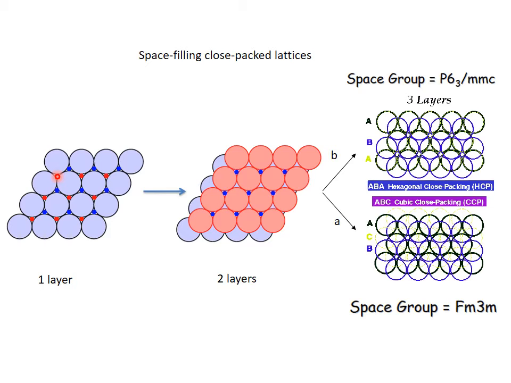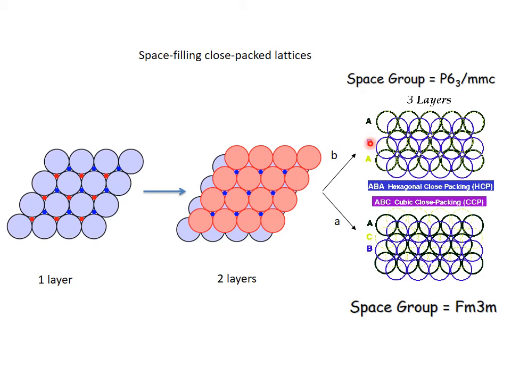Alright, so now what could you do with the third layer? And now you actually have 2 possibilities. The first possibility is that you place the third layer directly on top of the first layer. So that would mean that you've placed them above the indents here, here, here, and so on. Then your third layer lies directly above the first layer, and you have what is called an ABA stacking with an AB repeating unit.